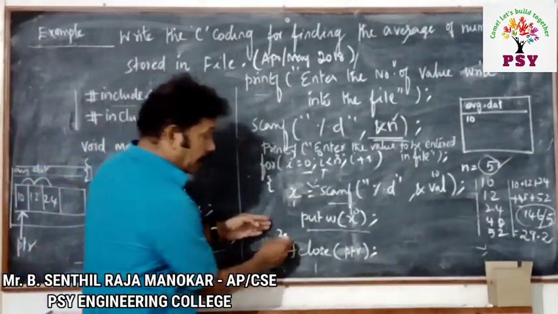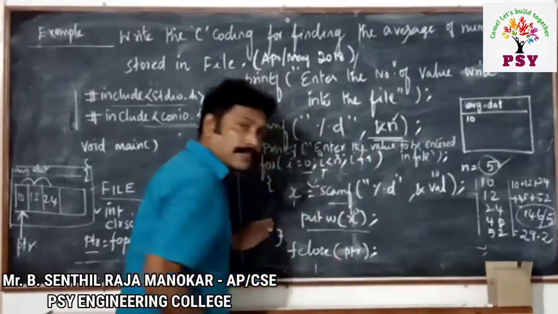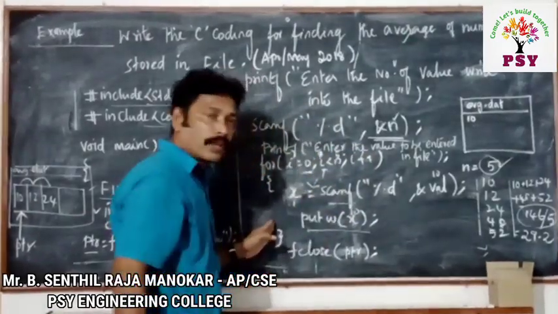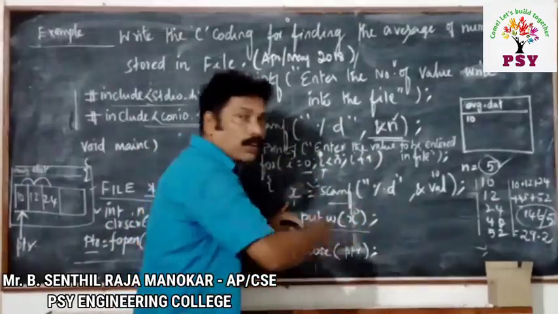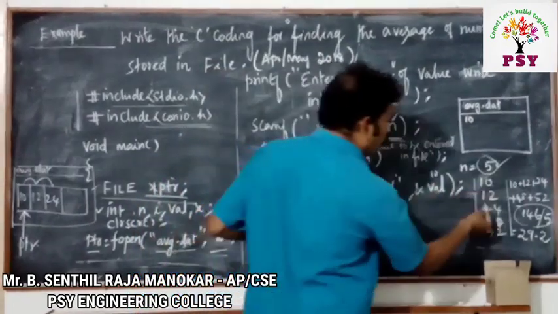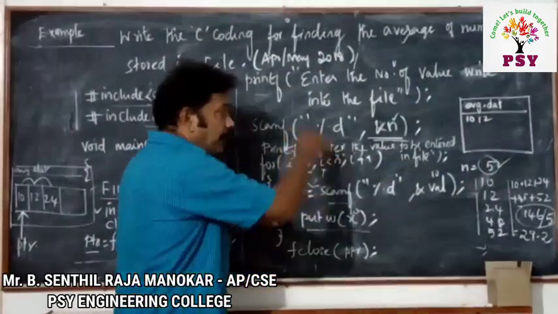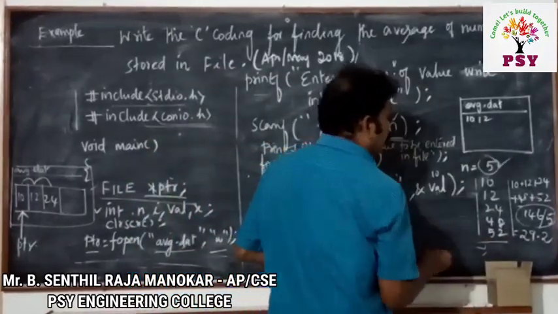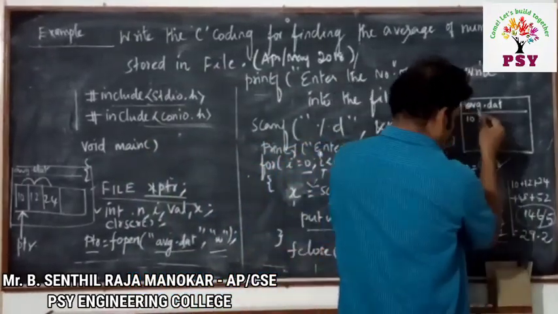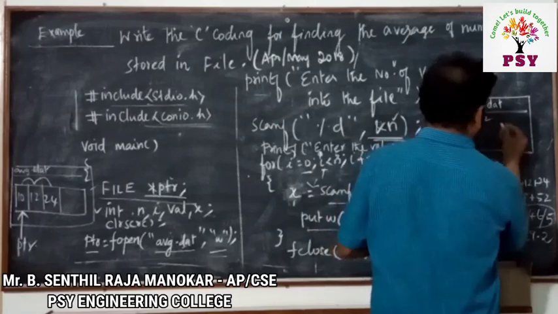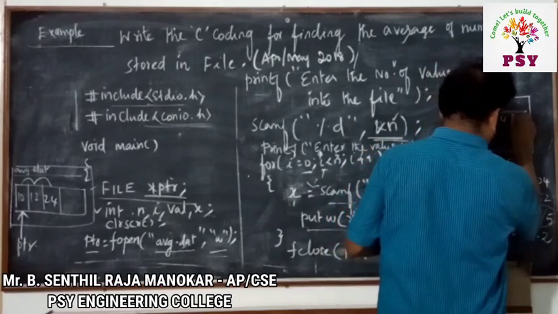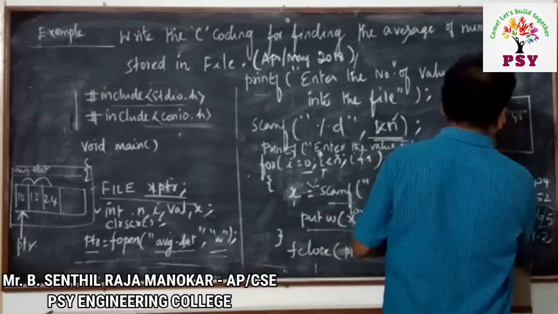So what will happen? Again it comes back to i++. So the i value will be 1 here. Then again it will get another value, that value is nothing but 12. It will continue until the last value. There are 5 values. So the file has 5 values: 10, 12, 24, then 48, then 52.